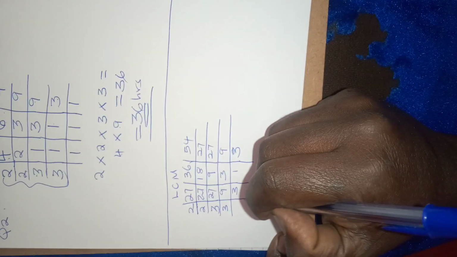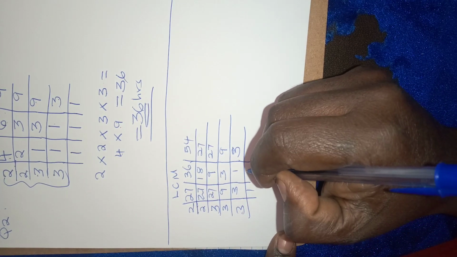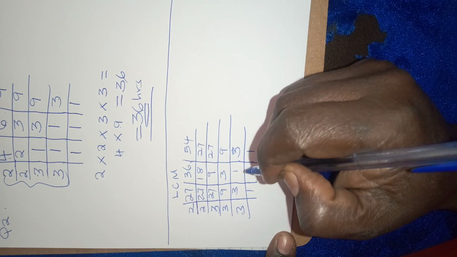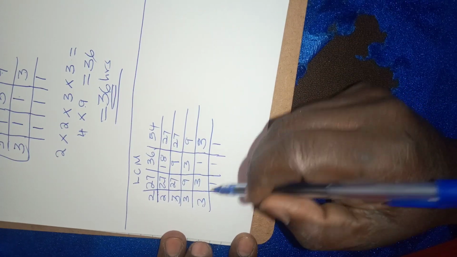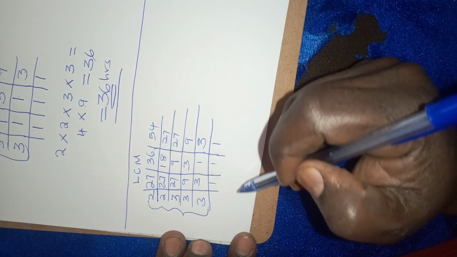And lastly, 3 divided by 3 is 1. Here we shall have 1, and here we shall have 1, and we are done with finding the LCM. So the next thing we do is we multiply all these numbers.